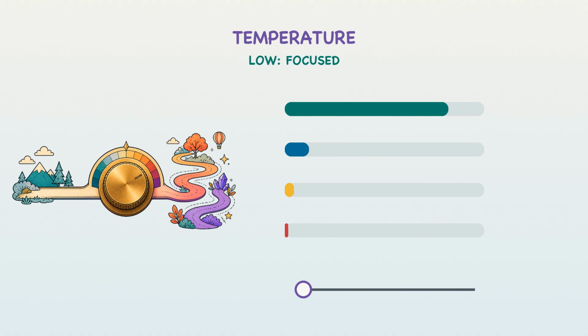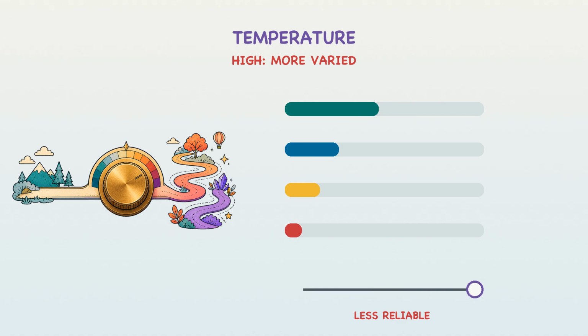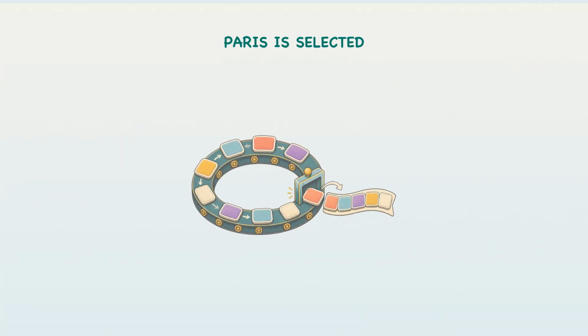With a lower temperature, the highest probability choices become more dominant. The output becomes more predictable and focused. With a higher temperature, lower probability choices receive more opportunity. The response can become more varied and creative, but push that too far, and the output can also become less reliable. Now suppose Paris is selected.